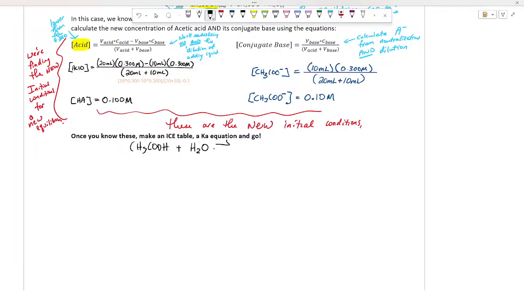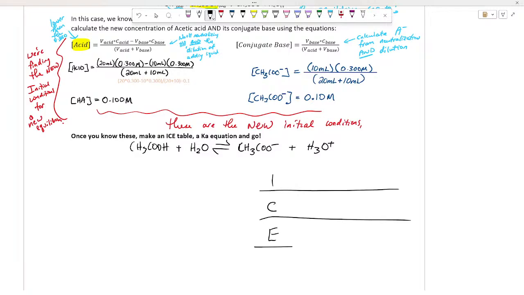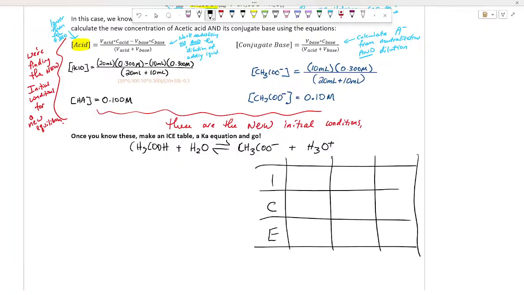CH3COOH is going to react with the water in the solution to form even more CH3COO minus and H3O plus, but we have new initial conditions. We're going to look at the initial conditions, the change, and what this will look like at equilibrium. And then we'll look at CH3COOH, CH3COO minus, and H3O plus.